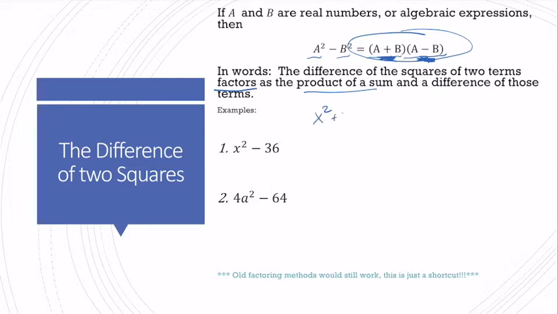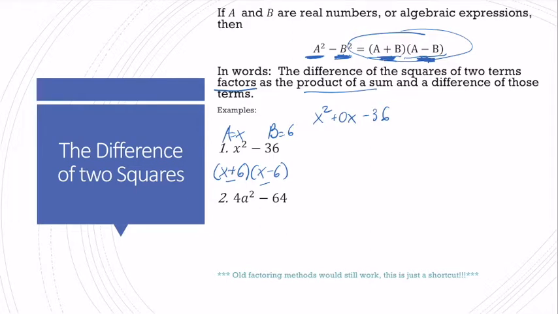So I have x squared plus 0x minus 36. Now, in this case, my A, capital A, is x. My capital B is going to be the square root of 36, which is 6. So this should factor to x plus 6, x minus 6, a sum and a difference.